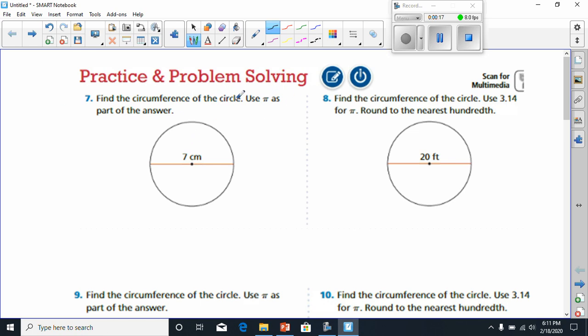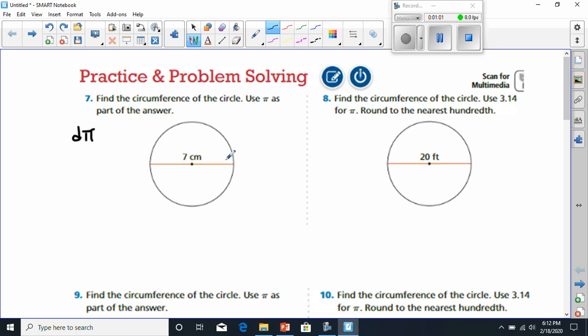Since they want us to use pi as part of the answer, we have to remember, what is the formula for the circumference of a circle? Well, it's the diameter times pi. Remember this in class, because we said the length of the diameter, which is the length through the center of the circle from end to end, multiplied by 3.14, means it goes around the circle 1, 2, 3.14 times. Okay, and I'm just going to get rid of those real quick. So pi stands for 3.14.